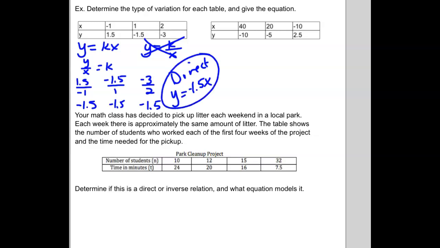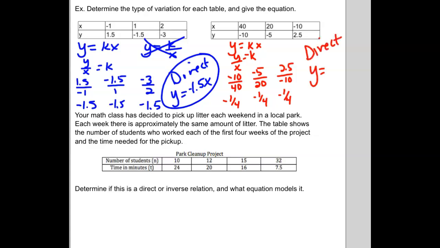All right, with our second one, again, we can try direct and see if it works. To get our constant, we would take y divided by x. So negative 10 divided by 40 would be negative 1/4. If we take negative 5 divided by 20, we get negative 1/4. If we take 2.5 divided by negative 10, that's the same as 25 divided by negative 100. Again, negative 1/4. So this one is also a direct variation.